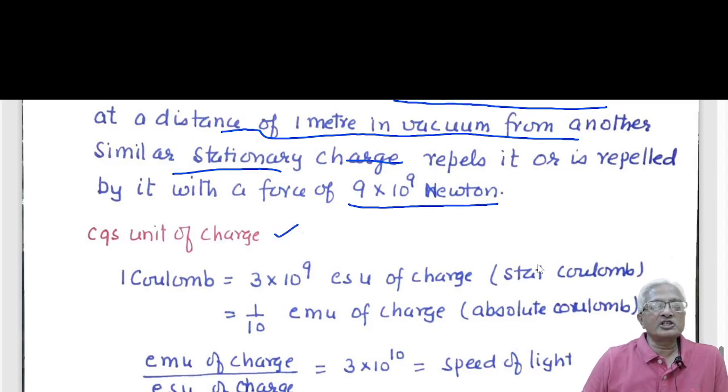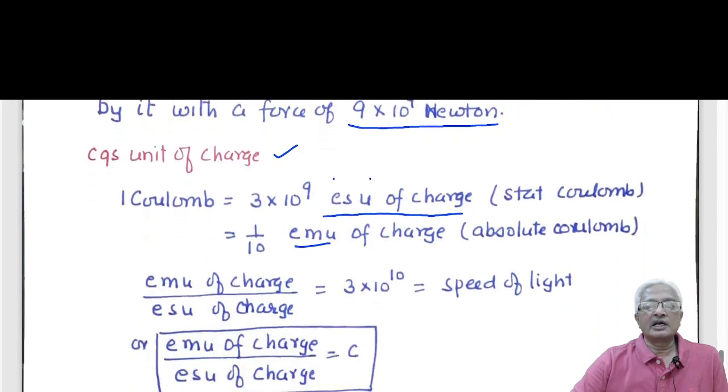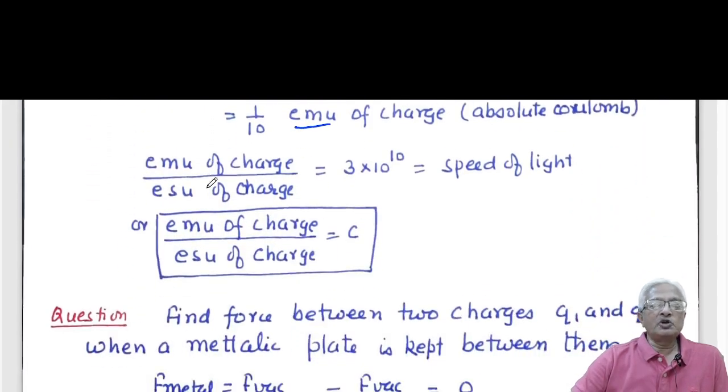What are the CGS units of charge? 1 coulomb would be 3 into 10 raised to power 9 ESU of charge. ESU means electrostatic unit of charge, that is stationary coulomb. Or it is equal to 1 by 10 of EMU of charge. EMU means electromagnetic unit of charge, that is absolute coulomb. EMU upon ESU would be equal to 3 into 10 raised to power 10, that is the speed of light. So the two CGS units are related as 1 EMU of charge upon 1 ESU equals c, the speed of light.